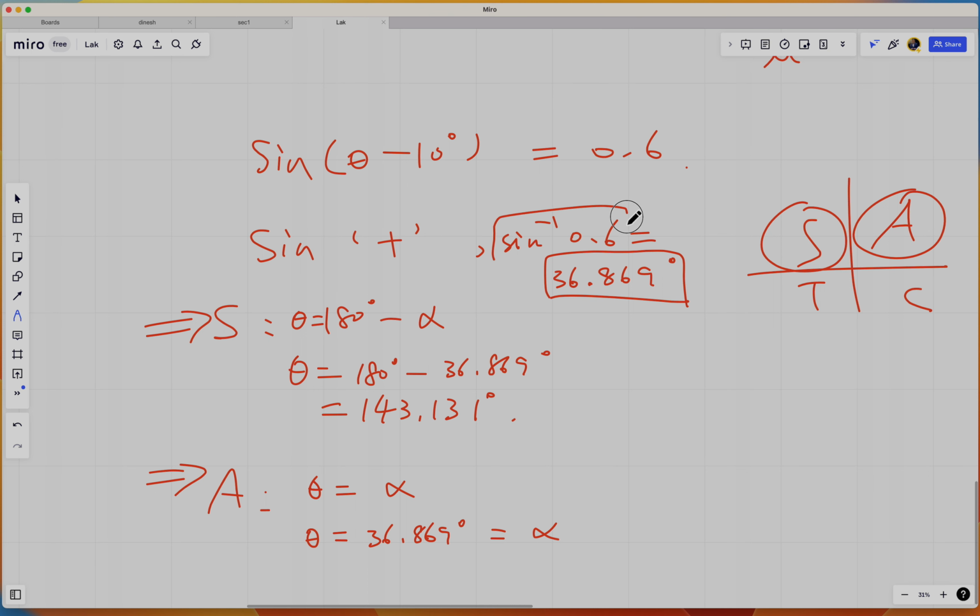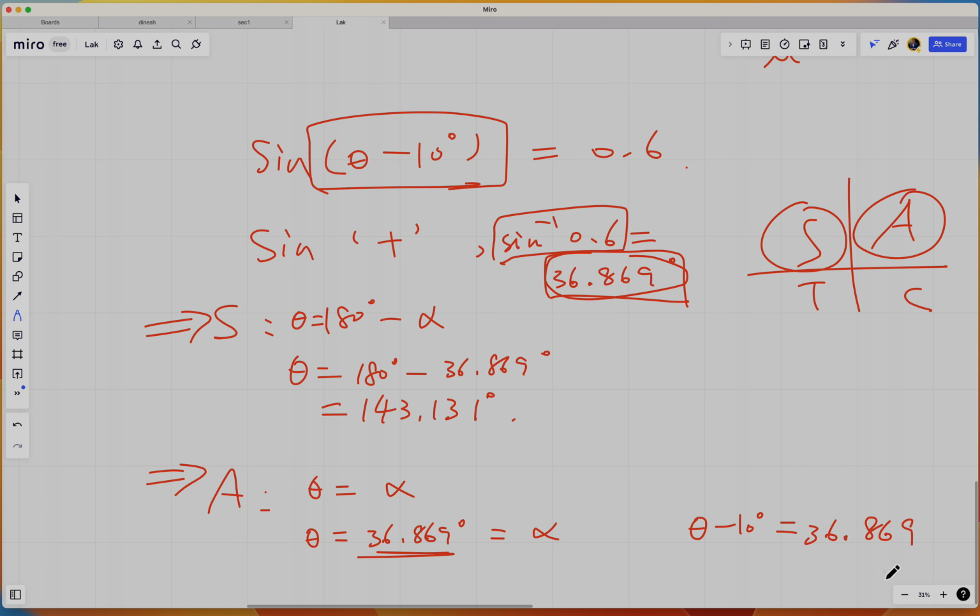Okay, so now this question is slightly different because you are doing sine inverse 0.6, right? They give you this 36.869 degrees, right? So you are doing this, and this answer actually is for this one. So therefore, you still have to do theta minus 10 is equal to this. And for this one, you have to do theta minus 10 is equal to 143.131. Does it make sense to you?